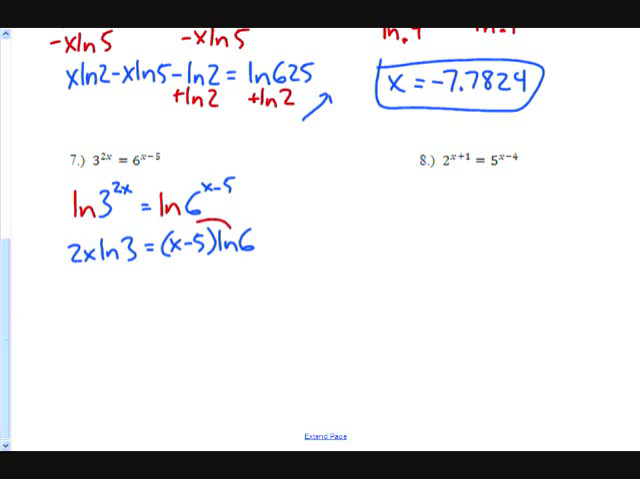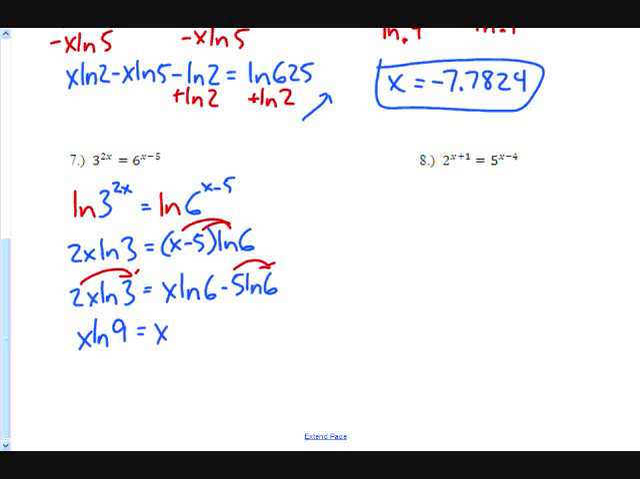On the second side, I have to distribute that natural log of 6, so I'm going to distribute. So here I've got 2x natural log of 3 equals x natural log of 6 minus 5 natural log of 6. And I can use some properties of logarithms. I can bring this 2 back up here as an exponent. I can bring this 5 back up here as an exponent. So in my first one, I'm going to have x natural log of 3 to the second power, which is 9, equals x natural log of 6 minus the natural log of 6 to the 5th power, which is 7,776.